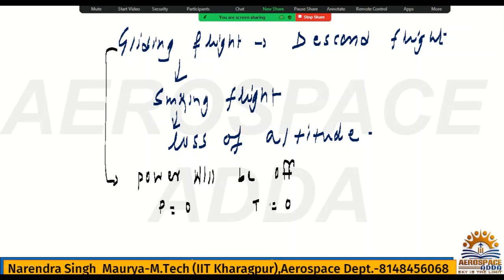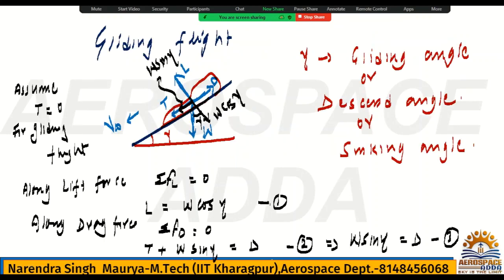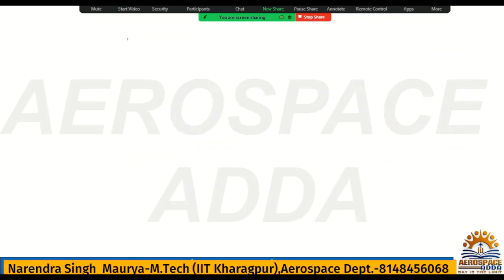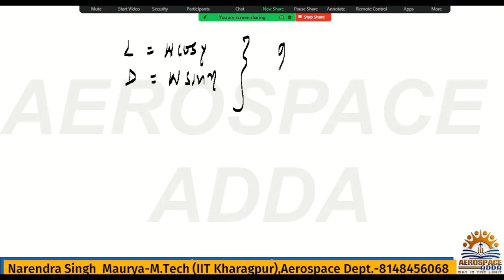These are the assumptions here, and it is real also. You cannot say that the engine is switched off. No, the engine will be adjusted so that it does not generate power or thrust. So now you have two equations. What is that? L is equal to W cos gamma, where gamma is the gliding angle. And the second one is D is equal to W sine gamma. This is the governing equation.